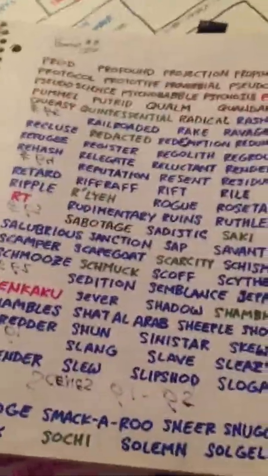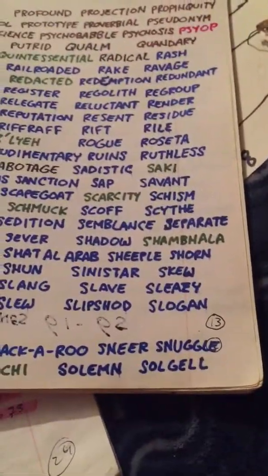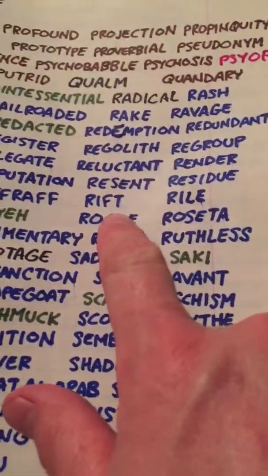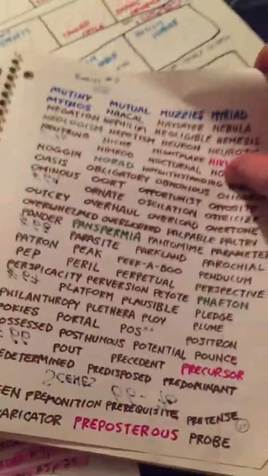It's not necessarily words that are long or complicated, but it's like rift, for example. Something that has resonance, something that I think about on a regular basis.